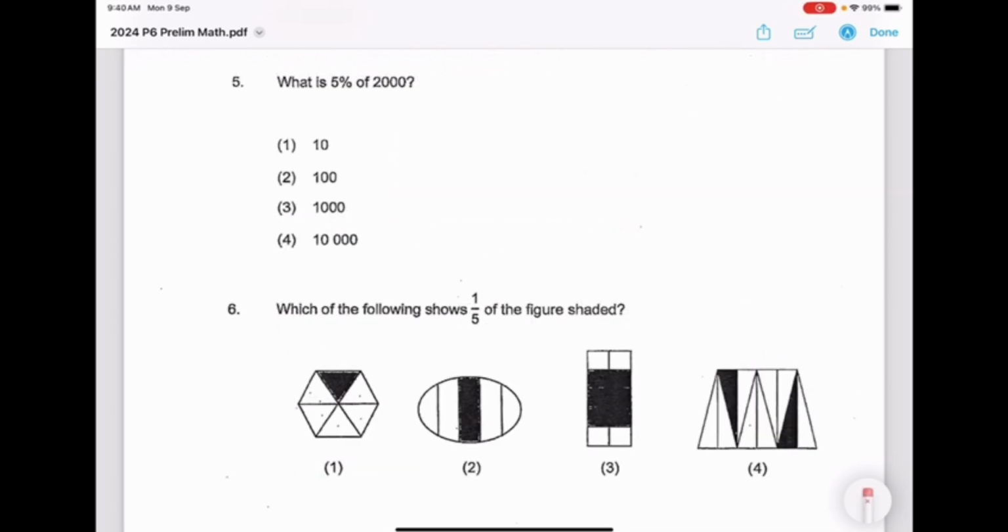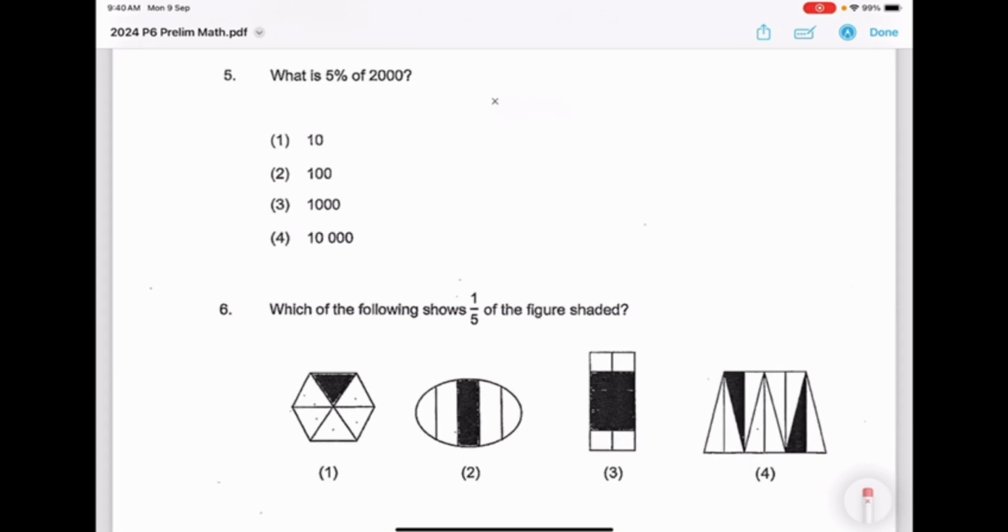Alright, moving right on to question number 5. What is 5% of 2000? Whenever we see a percentage, we want to convert it into a fraction. 5% is simply 5 over 100. And when we see this word of, what we want to do is to multiply. So we have times 2000.